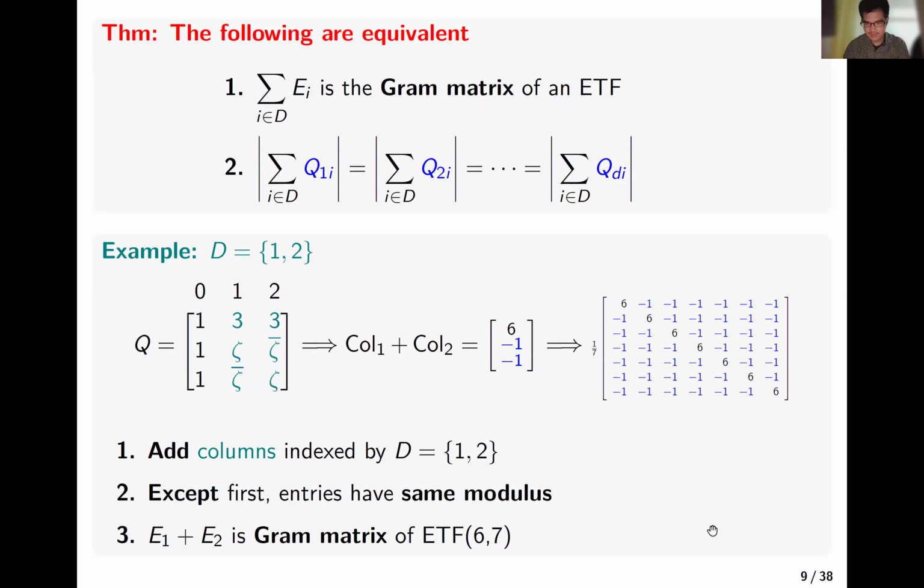The proof behind this is as follows. So the top entry actually gives me the diagonal entry of my gram matrix, and the other entries actually give me the off-diagonal entries. So to have equiangularity, I just need these off-diagonal entries, or these entries below the first entry over here, to share a common modulus. And that's it, really.